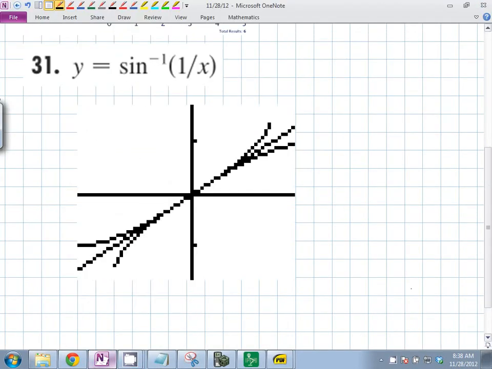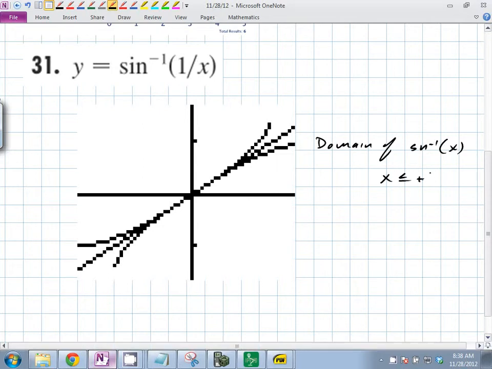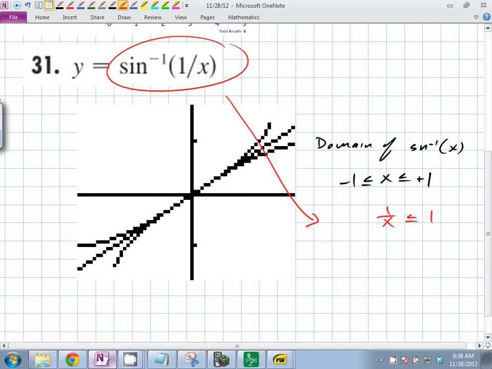So we know that the domain of sine inverse is what? X is between +1 and? So therefore, for this function right here, what has to be true? 1 over x has to be between 1 and... What do we multiply everything by?